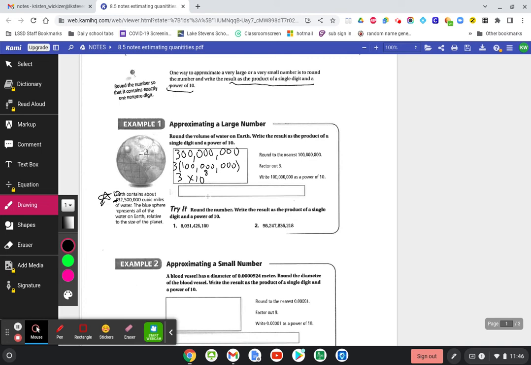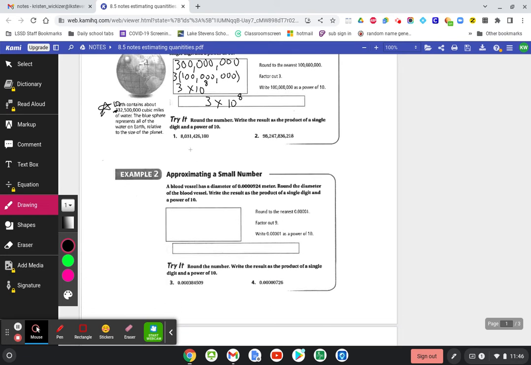So that is going to be our final answer. 3 times 10 to the power of 8. So that's in scientific notation. And again, it's rounding it, so we're approximating it. Notice it wasn't exactly that number, but we were able to round it. So I want you to go ahead and let's do number 1 together, and then I'm going to have you try number 2 on your own and pause the video for number 2.